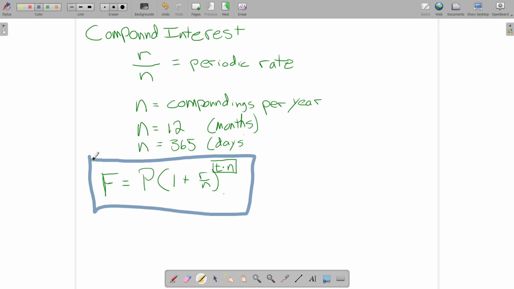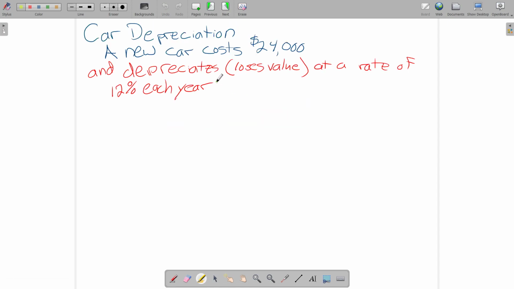And it turns out this idea of adding on to 100% for a rate can be used in a lot of situations, not just compound interest. And it also goes backwards too. If we have a situation where we're regularly losing the same percentage, we could apply it there too. That's what I want to look at next. So we're going to take a look at car depreciation. So suppose there's a new car and it's $24,000. And let's say this car depreciates or loses its value at a rate of 12% each year.